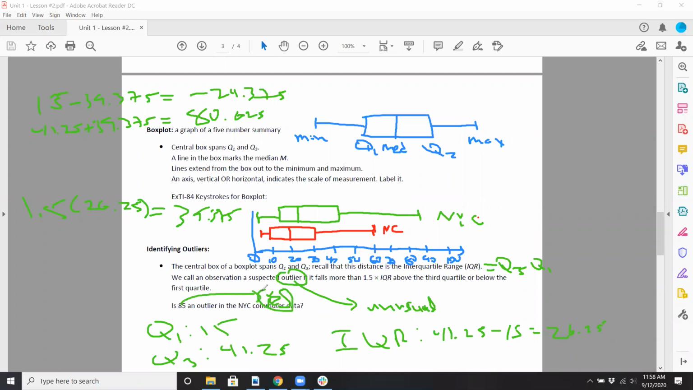How these rules came about, I believe a bunch of statisticians just got together and figured that's something they should do. Maybe there's a little more rhyme and reason to it, but that's usually the standard: you do 1.5 times the IQR, and if you're above the third quartile by that much, then of course we call that an outlier, and of course the same below. So that's a cool little thing there.